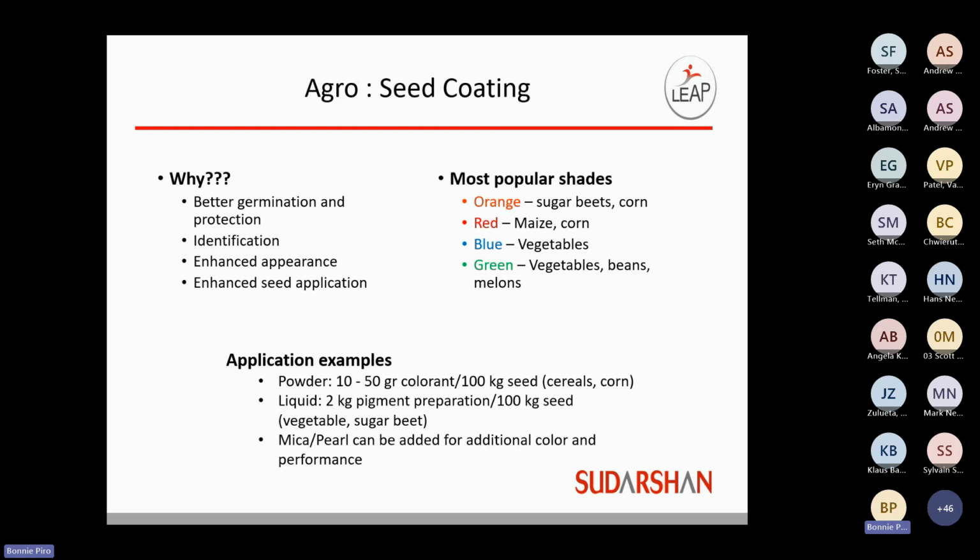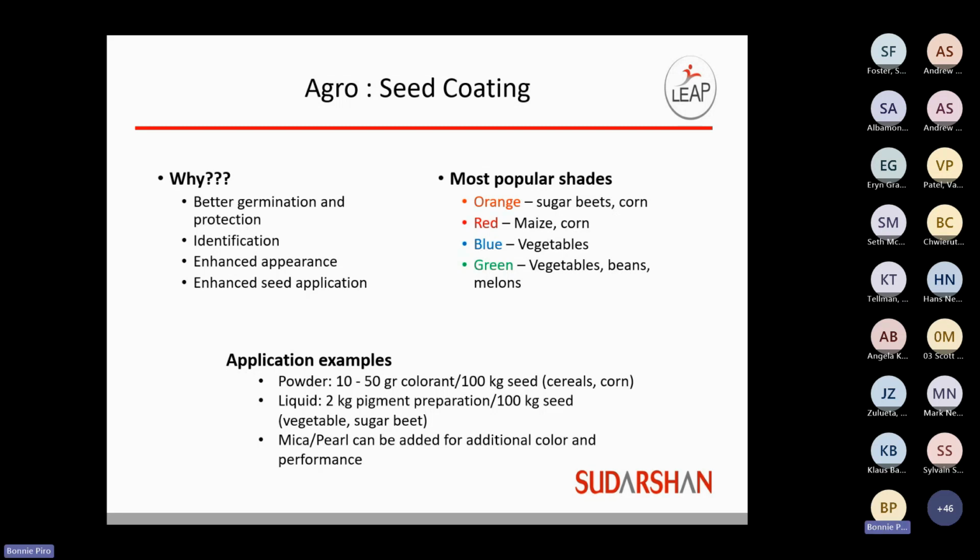But probably some of the more interesting is how much is used in an application. So I found this fascinating, where if you're using a powdered pigment, typically it's 10 to 50 grams of the colorant per 100 kilograms of the actual seed. If you're using a liquid, something like 2 kilograms of that pigment preparation per 100 kilograms of seed. And then mica can be added on top of either the powder or the liquid for additional color and performance.